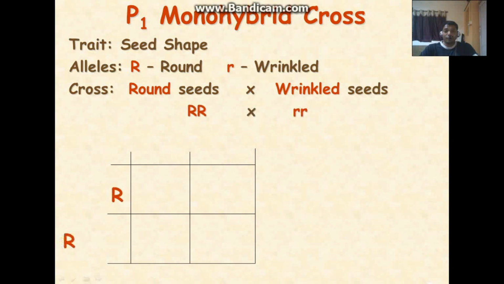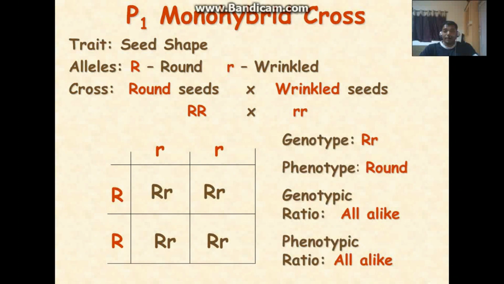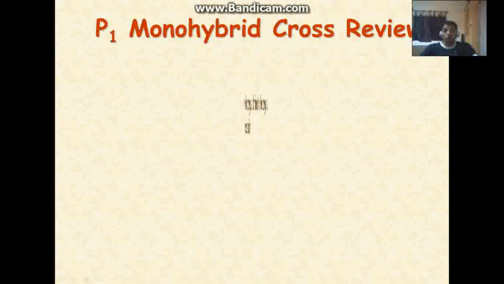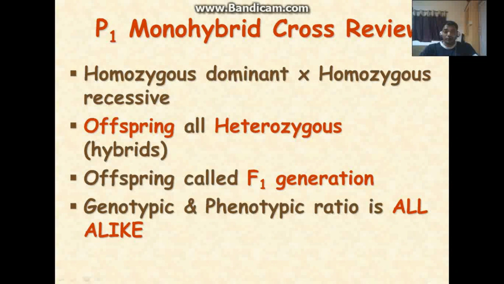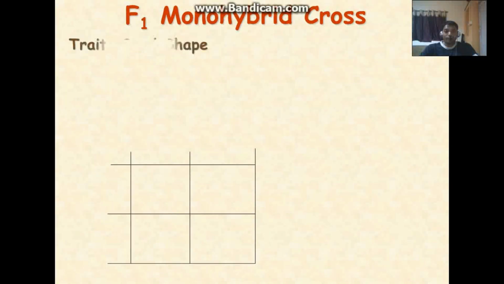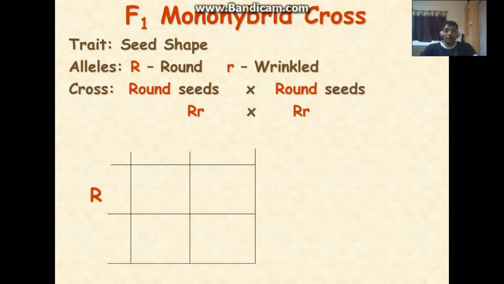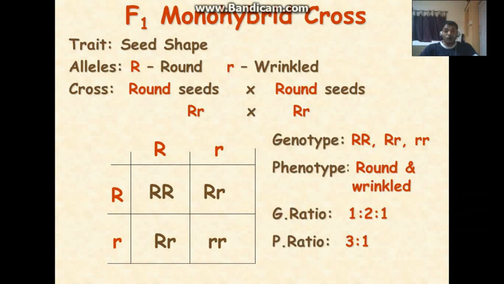So if you put the Punnett square, we find here that the alleles that are formed, the genotype is all round and all alike. The phenotype is also all alike. The monohybrid cross can be summarized like this: the genotypic and the phenotypic ratio all look similar. In the monohybrid cross of seed shape, if we take the heterozygous condition, both similar characters, the ratio is 1:2:1 or 3:1, round and wrinkled.